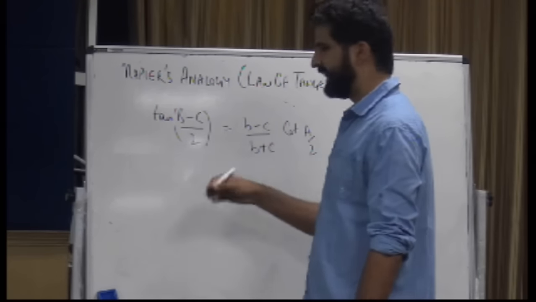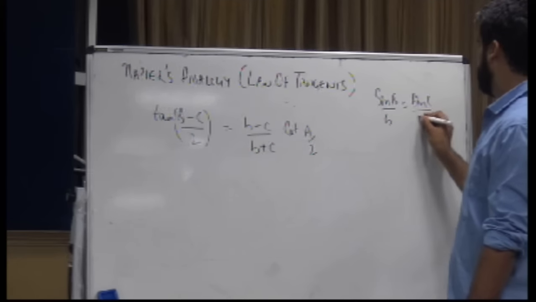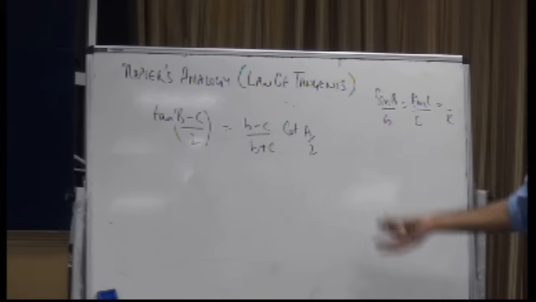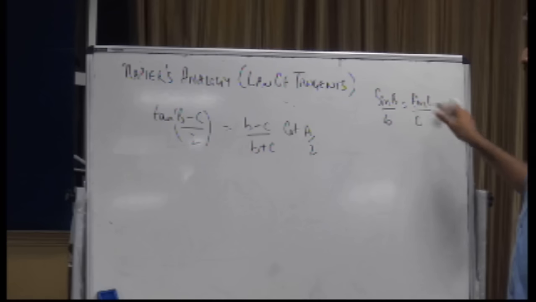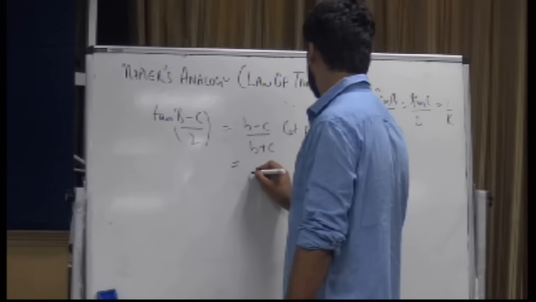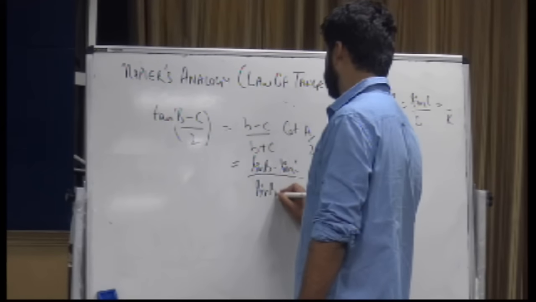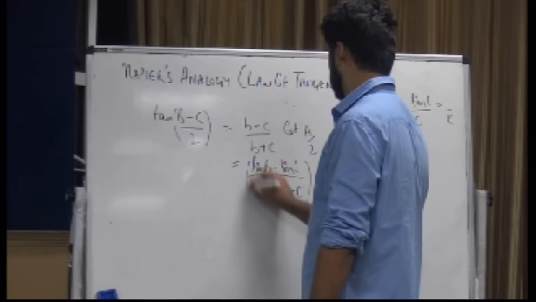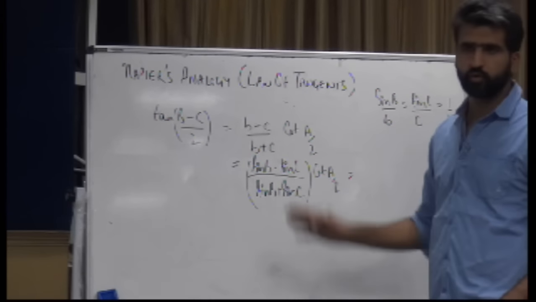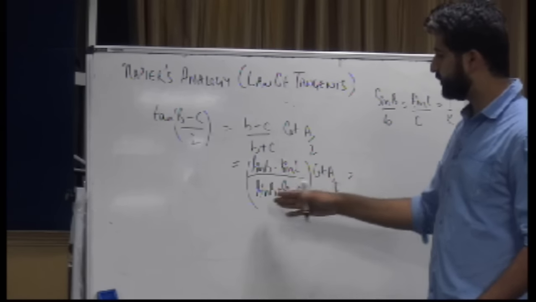So b can be written as K sine B. Now since sine B upon b is equal to sine C upon c, I can say that this is equal to, let's say, 1 by K. This can be equal to K, this can be equal to 1 by K, doesn't make any difference. So b will be equal to K sine B, and small c is equal to K sine capital C. So this will be (sine B minus sine C) upon (sine B plus sine C) cot a by 2. So here we'll apply the C and D formulae. 2 sine of (B minus C) by 2 cos of (B plus C) by 2, and 2 sine of (B plus C) by 2 cos of (B minus C) by 2.